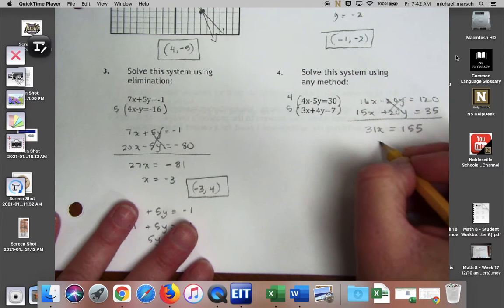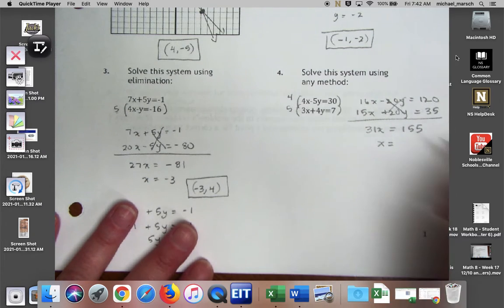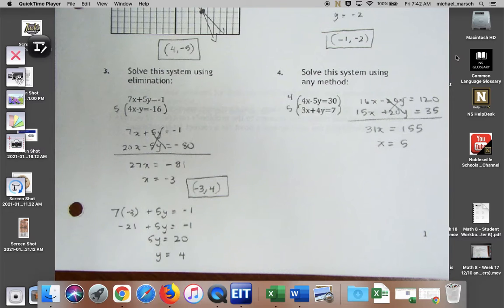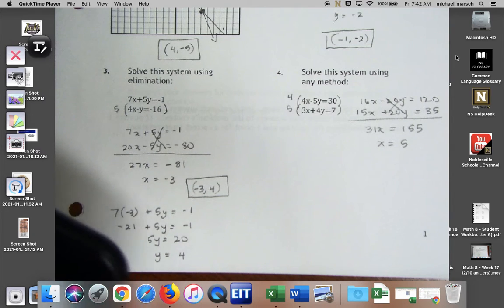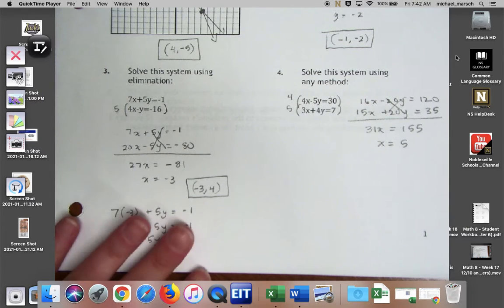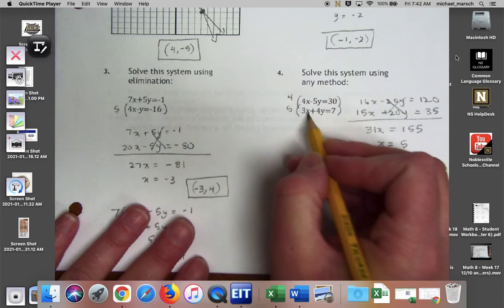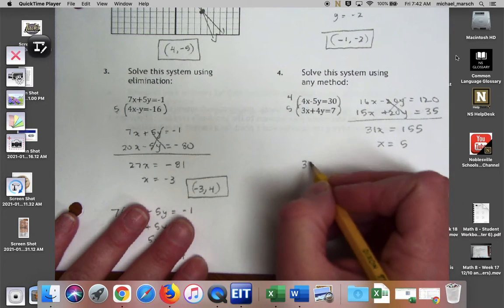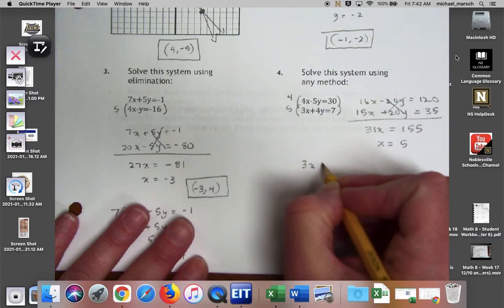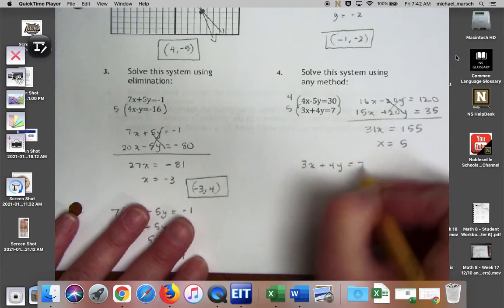And then if I'm correct, x will equal 5. Let me make sure. I don't want to lead you guys wrong. Let's see here. 155 divided by 31. Yep. So x is 5. And then I'm going to put that in for this second one just because it has addition, and you guys know I prefer that. So I'm going to do 3x plus 4y equals 7.